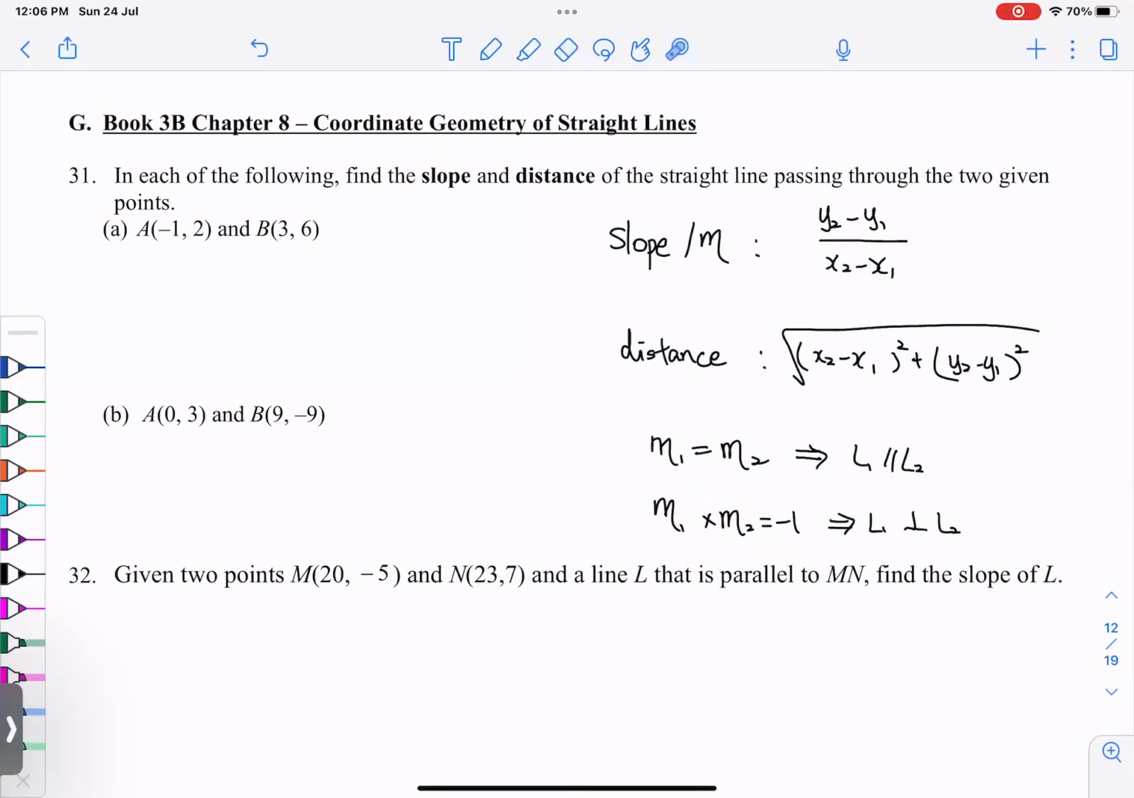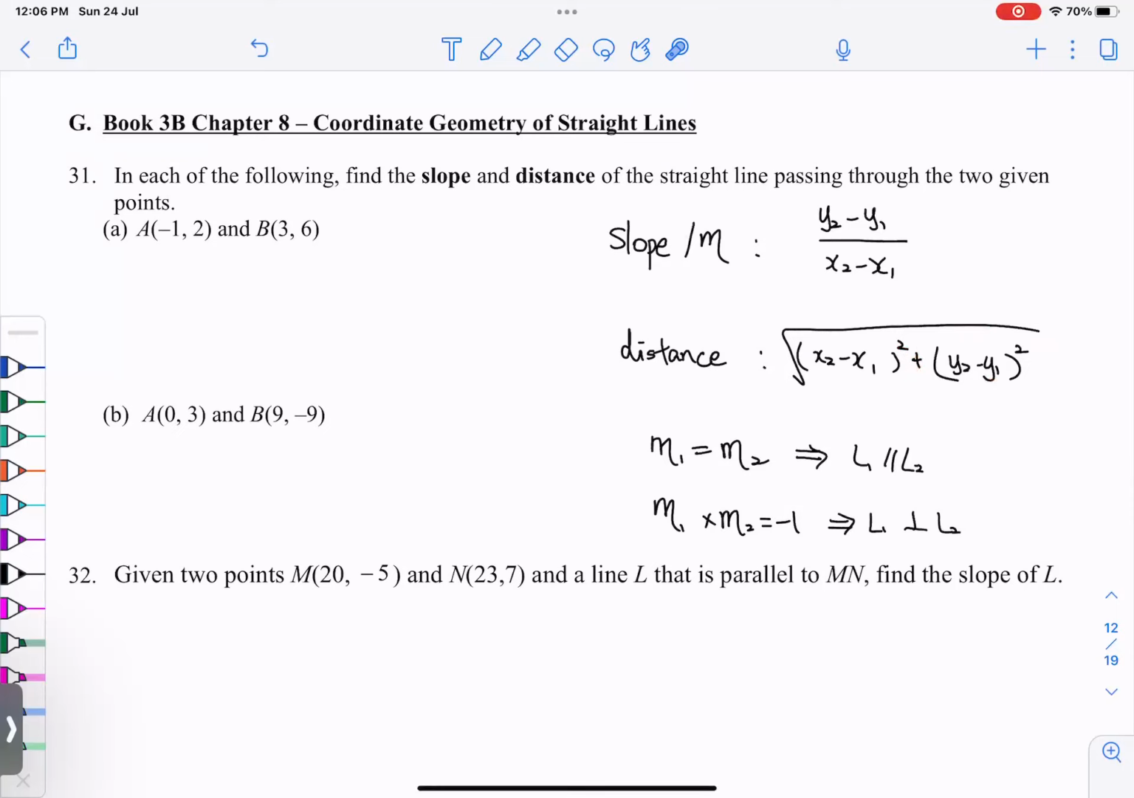All right. So can you revise it once more? Slope will be the difference of y over the difference of x, y over x. And the distance will be square root first of all. Don't forget the square root, and don't forget there's a plus in between. So difference of x squared plus difference of y squared.